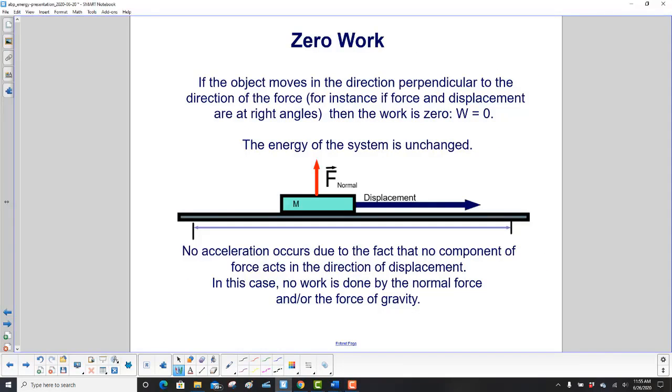Zero work. If the object moves in the direction perpendicular to the direction of the force, here we have a force going up, the normal force, and here the object is moving to the right. And in this case, the force and displacement are at right angles, or perpendicular, or make a 90-degree angle. The work done here is zero. The energy of the system is unchanged. No acceleration occurs due to the fact that no component of force acts in the direction of displacement. In this case, no work is done by the normal force or the force of gravity.